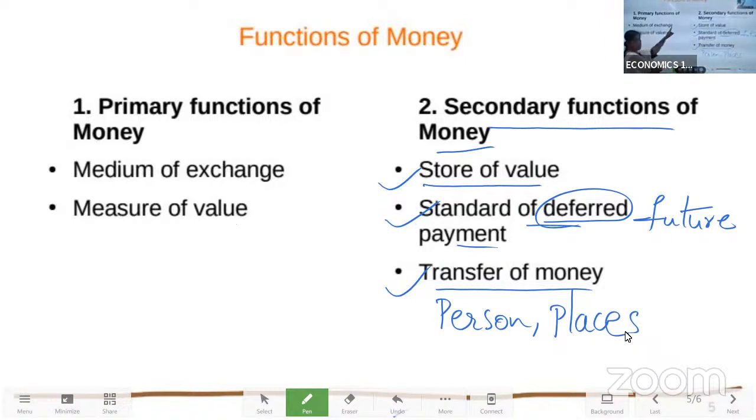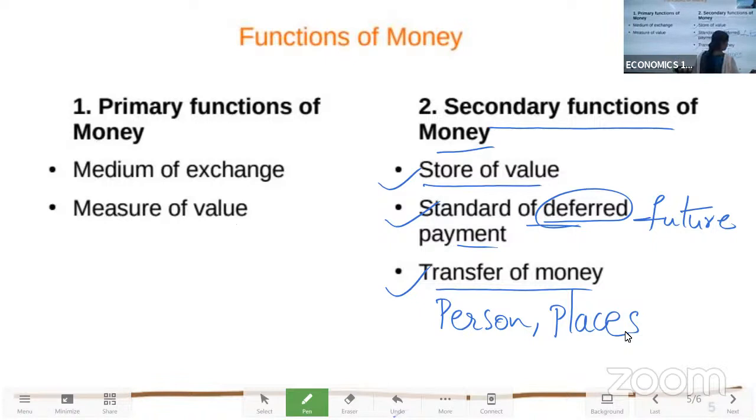One is the primary functions of money. Under the primary functions, there are two categories: the medium of exchange and the measure of value. The next category is the secondary functions of money. In that, we have three types: store of value, the standard of deferred payment, and the transfer of money.